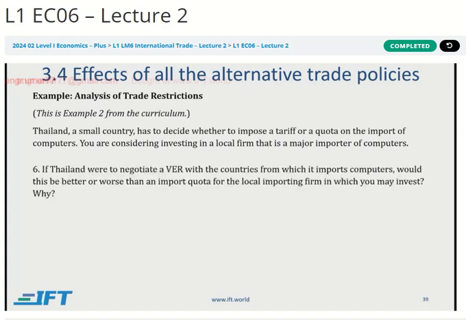Okay, number 6 and the last part of this example. If Thailand were to negotiate a voluntary export restriction from the countries exporting, let's say that is China, then would this be better or worse? Definitely worse, because at least with the quota you have a chance of getting the license. The company in which you are investing, the importer of computers, they have a chance of getting in on this license and getting some of that quota. So that will be good for their business.